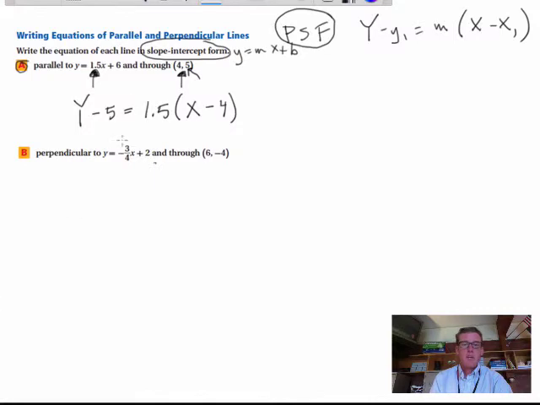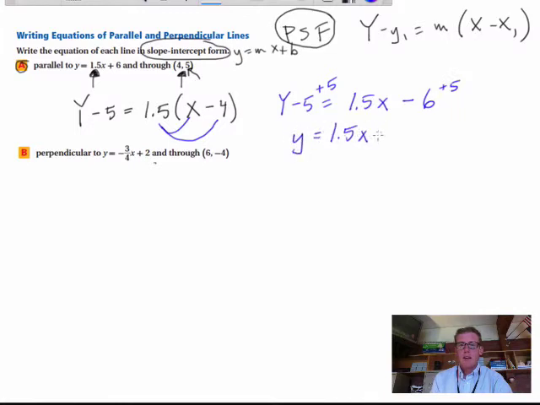So from here, let's do a little bit of manipulation. I'm going to have to distribute my 1.5, so I have y minus 5 equals 1.5x minus, then 1.5 times 4 is going to be 6. We need to get y all alone, so I'm going to add 5, and that leaves me with y equals 1.5x minus 1. Voila!